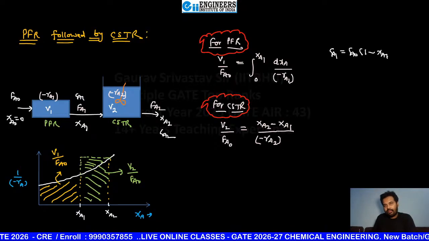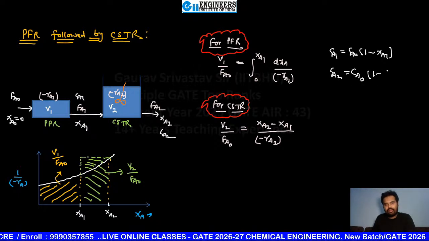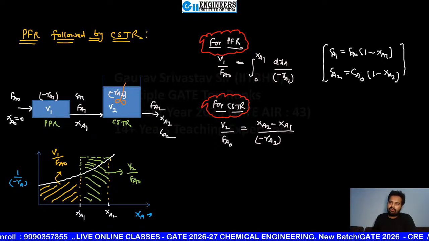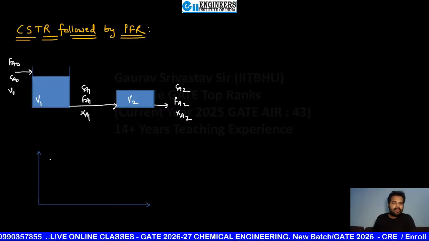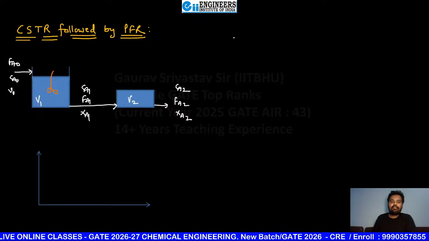1 minus Xa1. Similarly, when you are writing Ca2 beta, please don't write here Ca1. It's again Ca0 because nature is cumulative here. So just try to avoid these silly mistakes. Now for this case, I hope that you can write very easily.